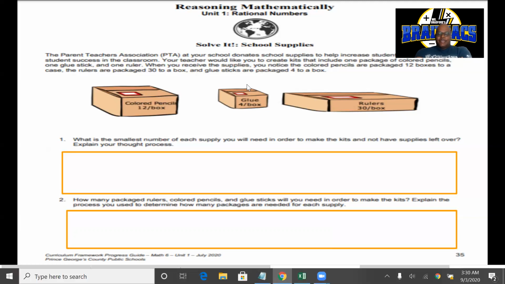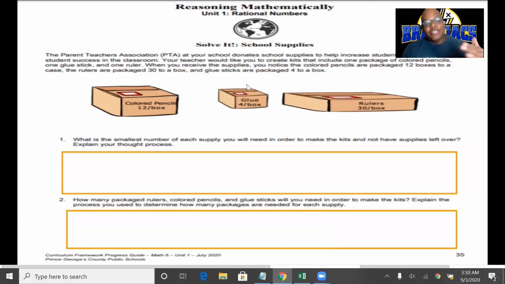That's 15. So we're going to need 15 boxes of glue sticks. What about rulers? How many rulers did we say are in a box? 30. How many 30s are in the number 60? 2. Great job. So we're going to need 5 boxes of colored pencils, 15 boxes of glue sticks, and 2 boxes of rulers to ensure that all 60 of the packages, or all 60 of the kits, are complete.